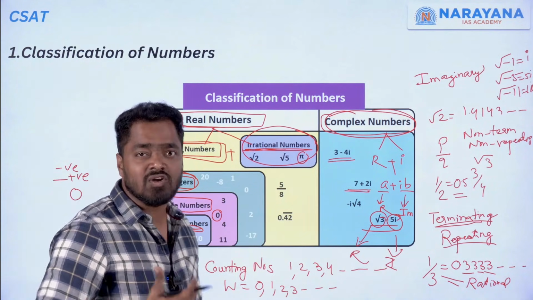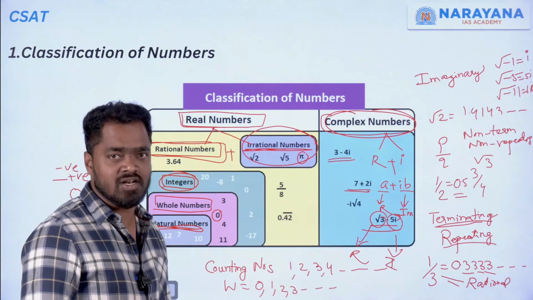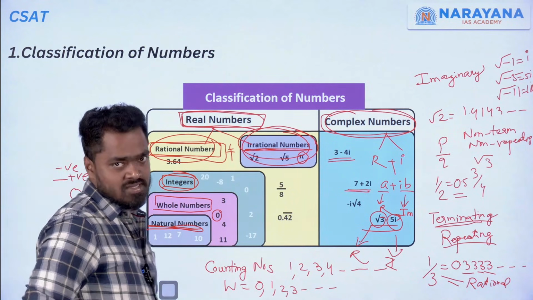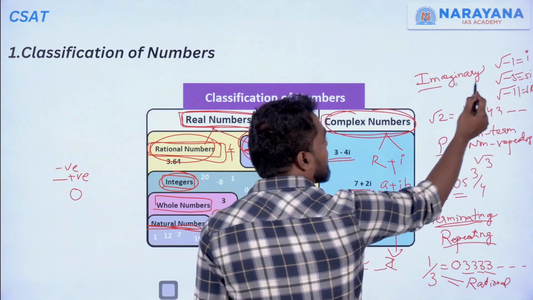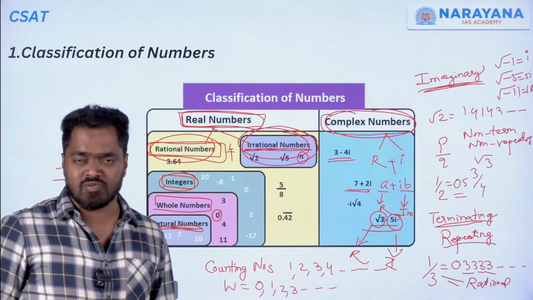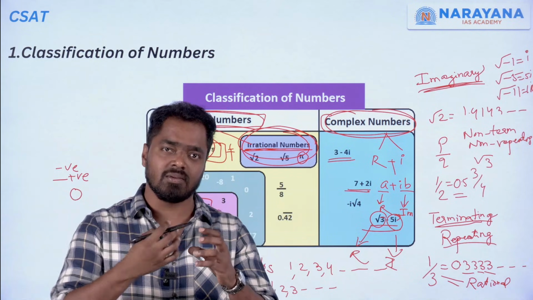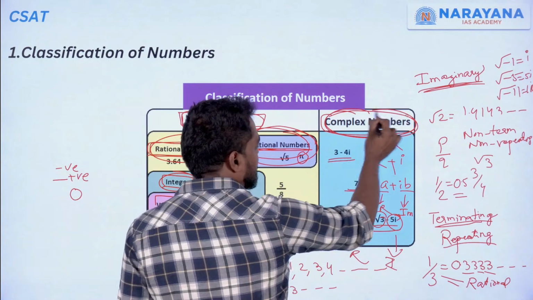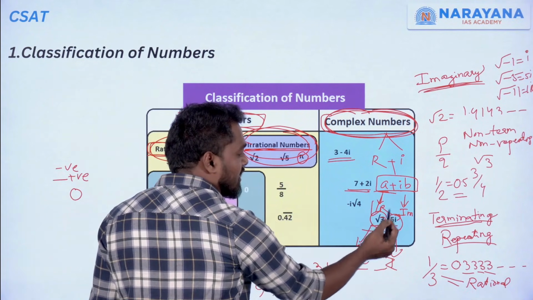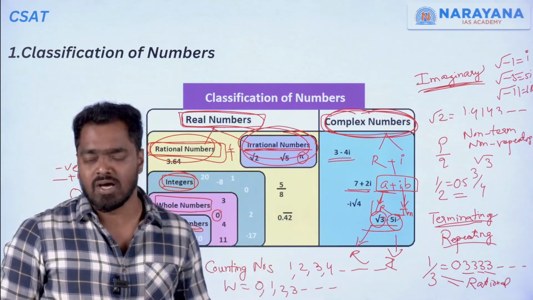The next set is irrational numbers. These are those numbers which cannot be expressed in fraction form. For example, root 2, root 3, root 5, these are all irrational numbers. Now, if you combine these rational and irrational numbers, you will get the real numbers. The next set of numbers is imaginary numbers. These are basically square roots of negative numbers: root minus 1, root minus 5, root minus 11. These are all imaginary numbers. Now, if you combine the real number with the imaginary number, you will get the complex numbers. They are usually expressed in the form of a plus ib, where a is the real part and ib is the imaginary part. So this is the broad classification of numbers.